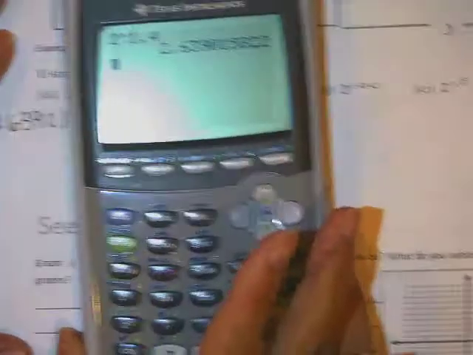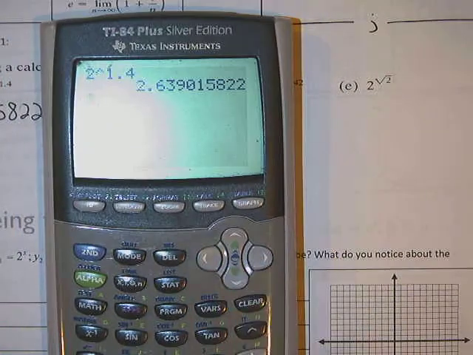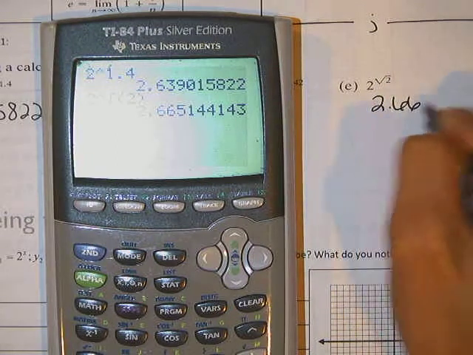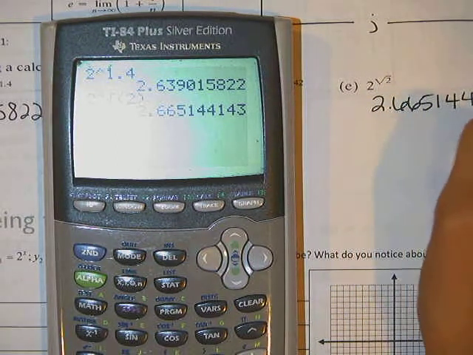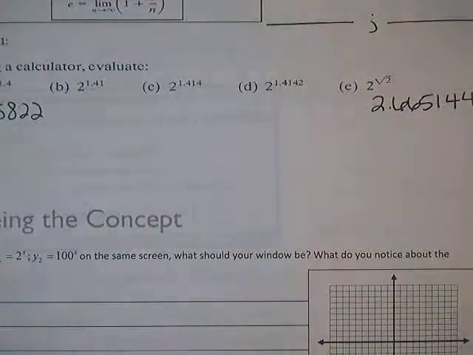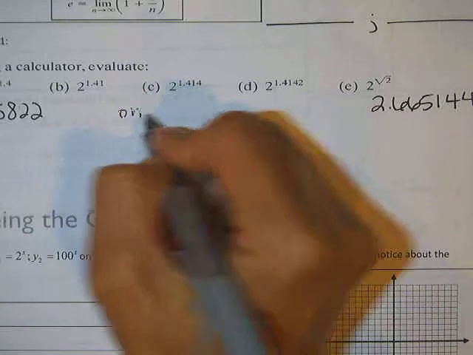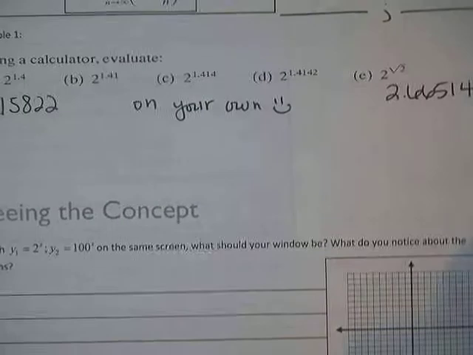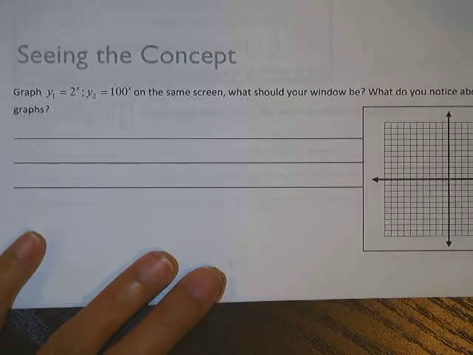Now I'm going to do E. Let's do 2 caret square root of 2, which gives me 2.665144143. Okay, do me a favor, your job is to complete B, C, and D. Pause the video right now and finish those. These are now on your own. Hopefully you're pausing right now.